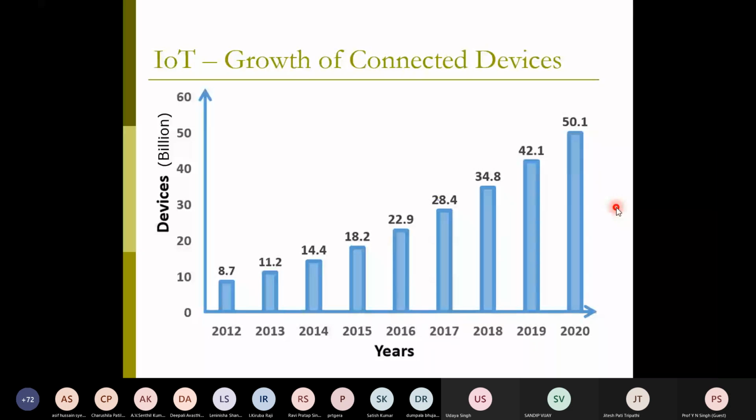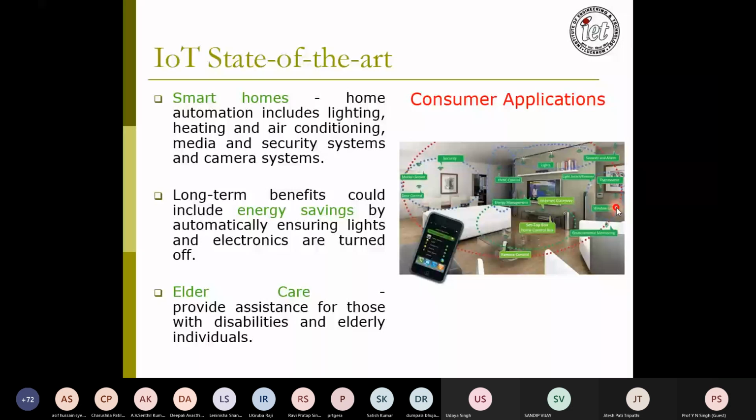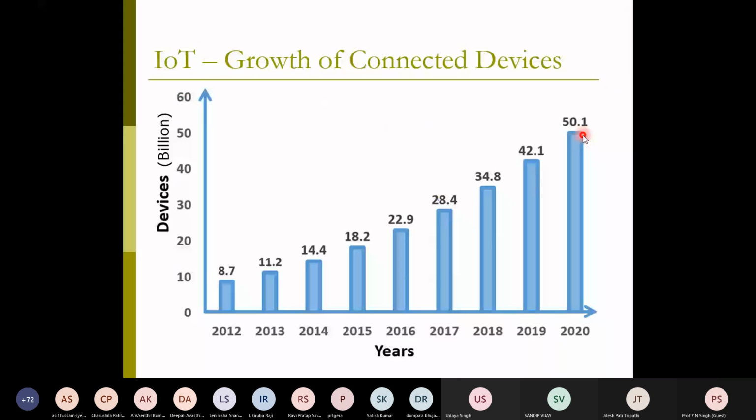So it means a ratio of 1 to 8 for every individual. If we divide, every individual accounts for around 8 devices that are connected over the net, right? And it has grown exponentially, and we can say that after 5 years it may reach 100 billion devices connected.